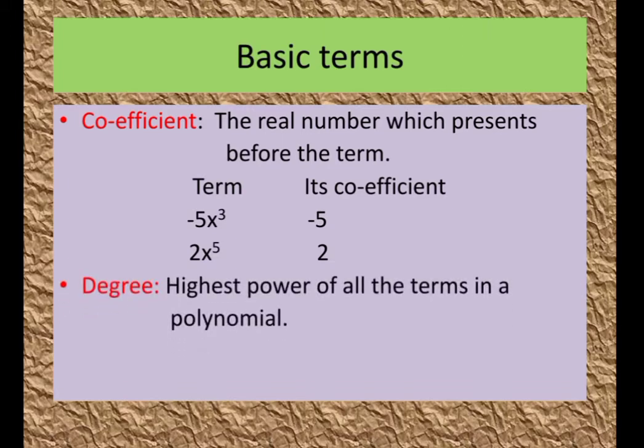The highest power of all the terms in a polynomial is called the degree of the polynomial. For example, x power 5 minus 12x power 4 plus 7x minus 3. The powers of x are 5, 4, and in the third term the power is 1. Here the highest power of x is 5 only, so that is called the degree of the polynomial.